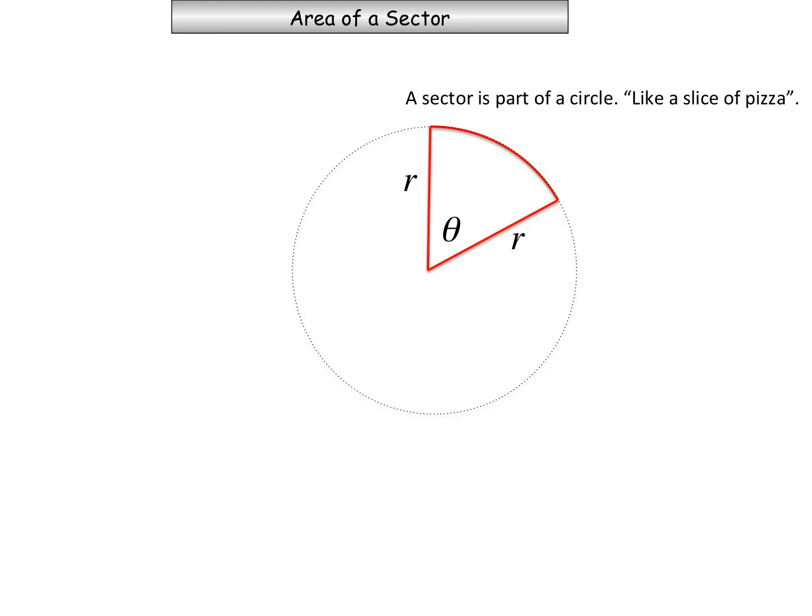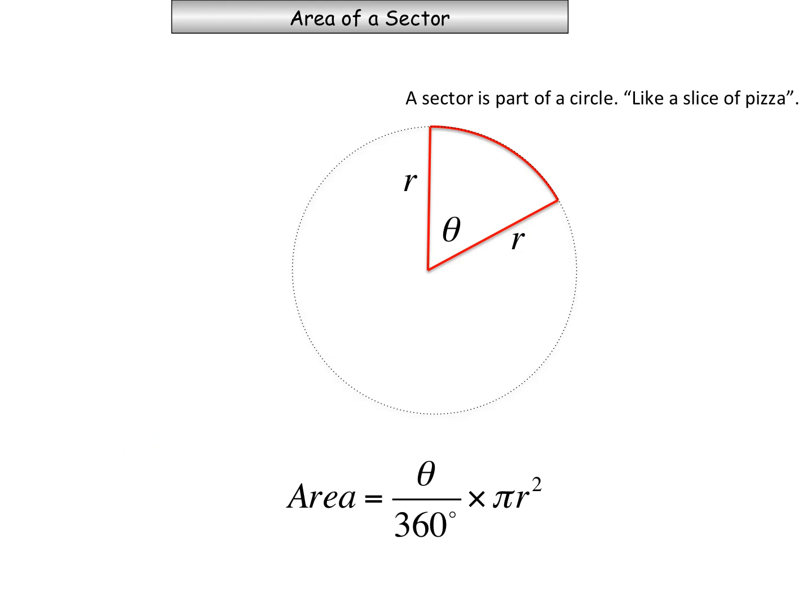So if we denote the angle here as theta, just a Greek symbol, and the two radii as r, remember that these two distances are exactly the same in length. And the area of a sector is given by this particular formula.